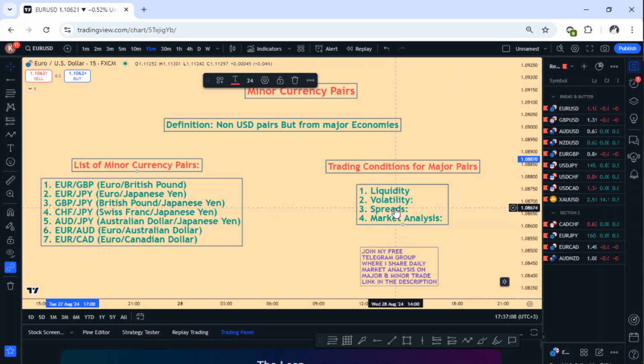Minor pairs have wider spreads due to lower trading volumes, so you need to keep that in mind. So you will have a bigger spread, that means bigger stop loss.